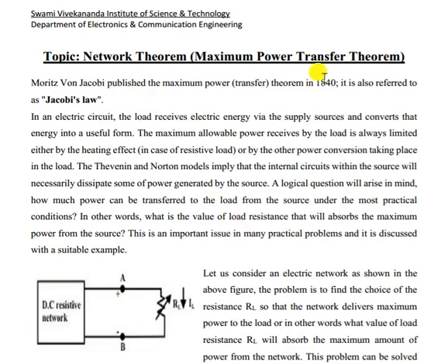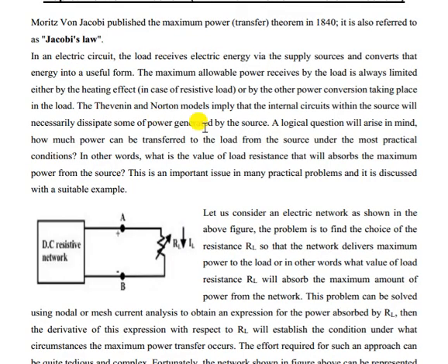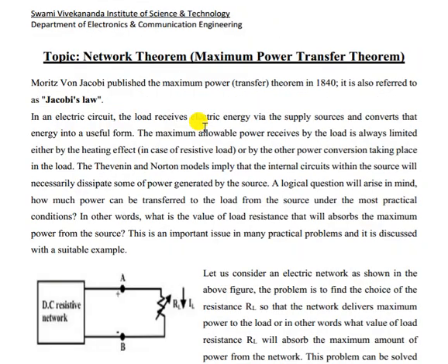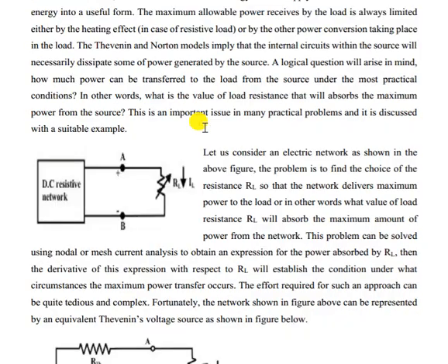Now let us take the maximum power transfer theorem. This was invented by Moritz von Jacobi in the year 1840. It is also known as Jacobi's law, and it is basically used to find out the maximum power that can be transferred to the load circuit.